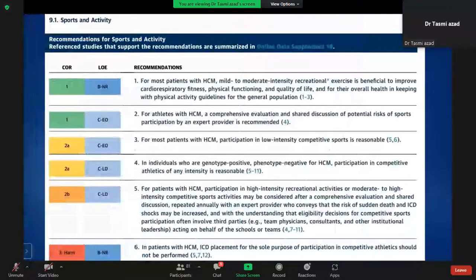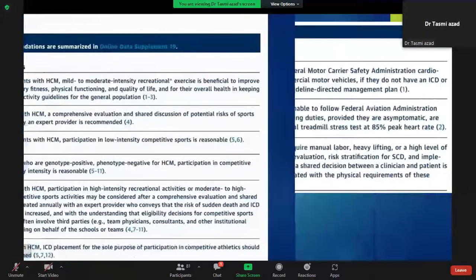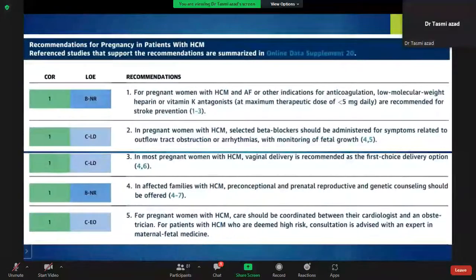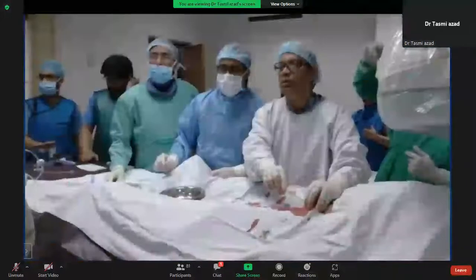So I already mentioned the class 1 indication: mild to moderate intensity recreational exercise is given priority, and pregnancy, as I already mentioned, should be treated very cautiously regarding maternal and fetal risk factors.